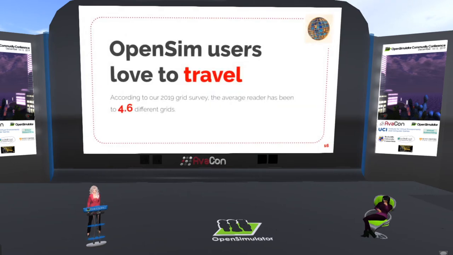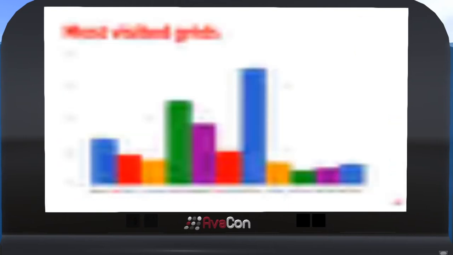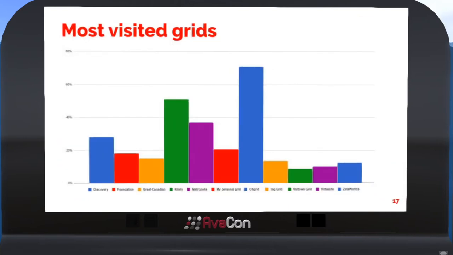OpenSim users also like to travel. On average, our readers have been to 4.6 different grids. Now, this is just the grids that they remember visiting. I'm sure lots of people visited lots of other grids that they don't remember the names of. And the most visited grid was OS Grid, followed by Kitely, then Metropolis. OS Grid and Metropolis are both public nonprofit grids.